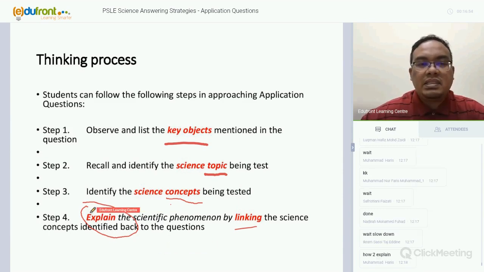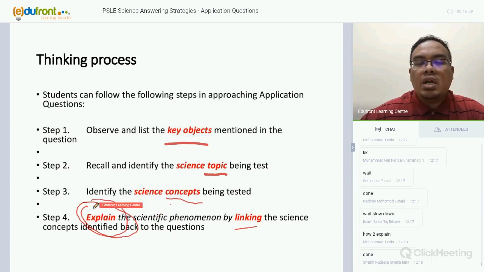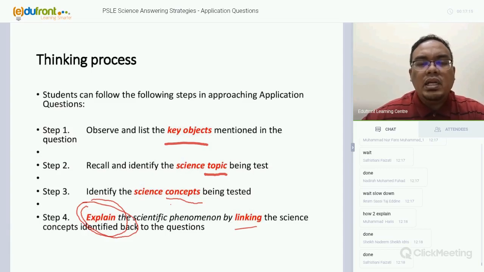back to the question. This is the part where many students lose marks. Number 1, some of you may identify the wrong topic. Secondly, you may identify the correct topic, but you identify the wrong concepts. For example, in the topic of water, you have evaporation, condensation, melting, boiling. If you wrongly identify evaporation instead of condensation, your explanation will definitely be wrong.